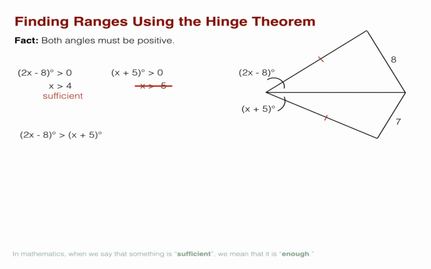Now, it also has to be the case that 2x minus 8 is greater than x plus 5 by the converse of the Hinge theorem. Solving this inequality gives us x is greater than 13. Well, now we have a problem because x is greater than 13 is now the new sufficient condition. If a number is larger than 13, it also is naturally larger than 4. So we no longer need the condition of x greater than 4, and our sufficiency changes, and this is our final sufficient condition, x is greater than 13.